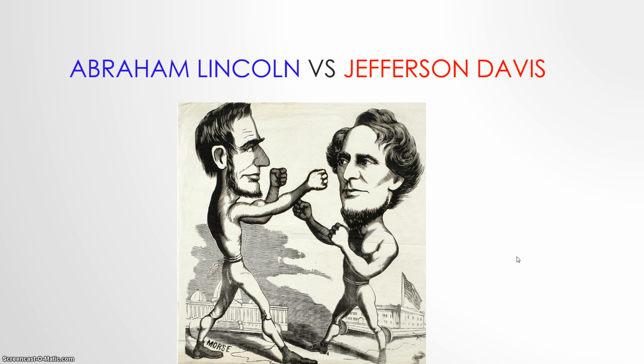Okay, so let's look at the leaders of both sides. On the left side we have Abraham Lincoln, tall bearded man, the man that stood against slavery. You know, he was the great emancipator, Honest Abe, however you like to look at him. He was the leader of the Union, and his number one goal was to preserve the Union. He did not want the southern states to secede from the Union. On the other hand, we have Jefferson Davis, who was actually elected the president of the Confederacy.